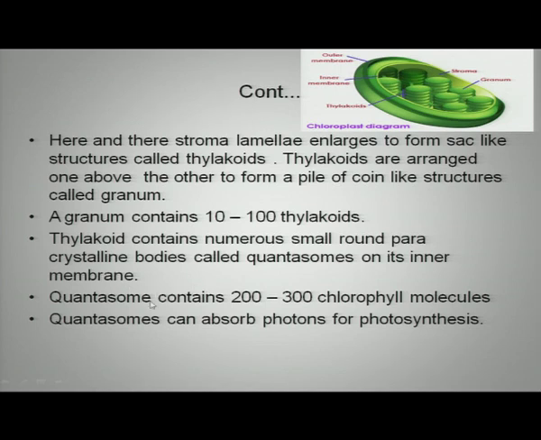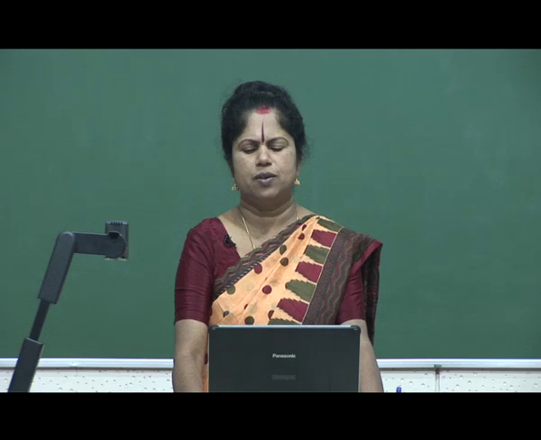And these quantosomes, you see, contain 200 to 300 chlorophyll molecules. So, the granum contains chlorophyll molecules, or rather the thylakoid contains the chlorophyll molecules, which will trap the photons, light particles for photosynthesis, for light reaction.